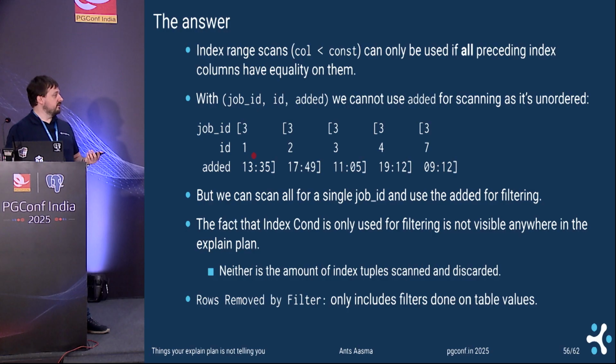This means that for each job, the ID values will be ordered, but because each ID is unique, the timestamps are not ordered in any way. We cannot make use of the index to narrow down the search space. But we can still use that value. We don't have to look at the table to filter out the values that are not interesting. So we can use this added column, but just not to narrow down the search space. We are basically doing a sequential scan within the index.